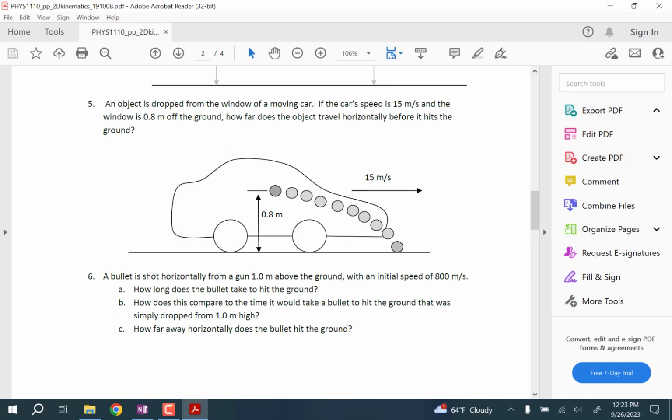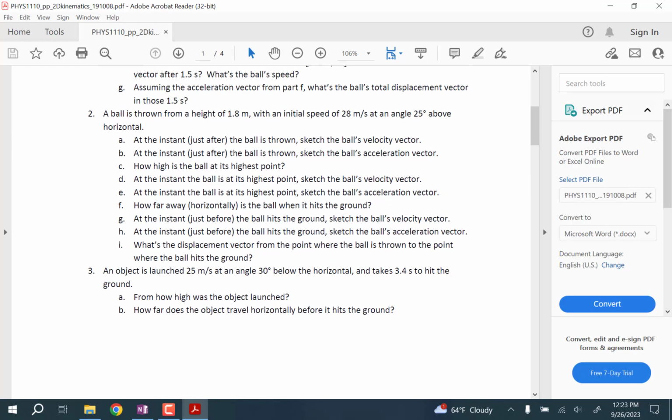Which one did you say again? Number 2G. 2G, okay.